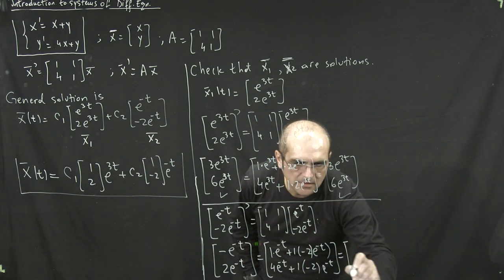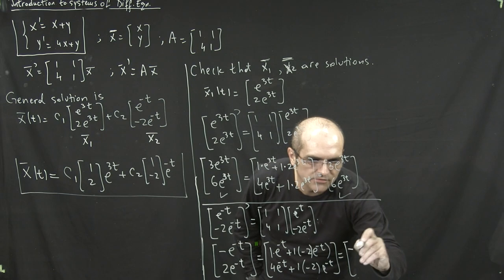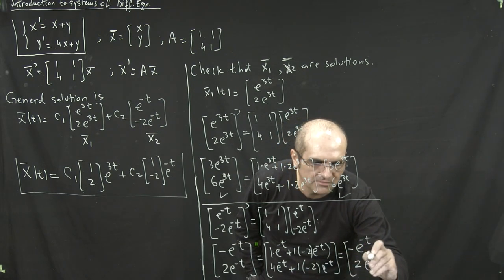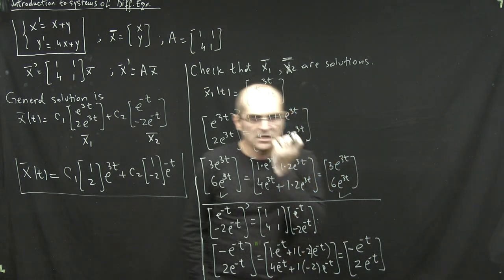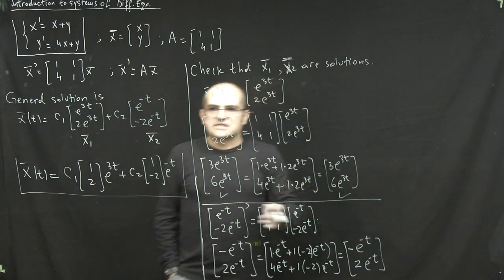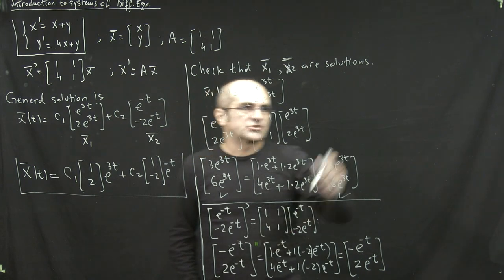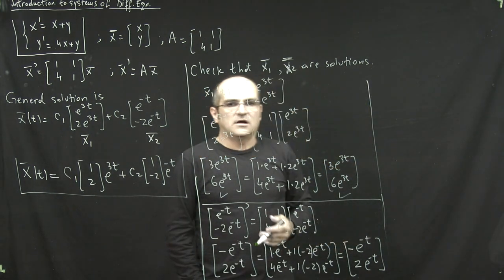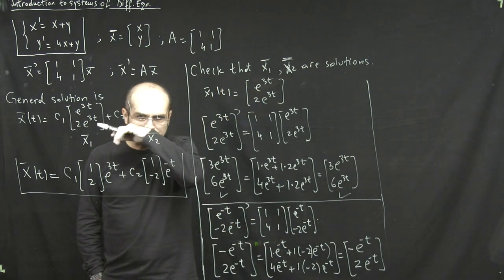So we get here 1 minus 2, minus e to the negative t. 4 minus 2 becomes 2e to the minus t. So obviously both of them check, they are solutions. And since they are independent, they form the general solution of the system.